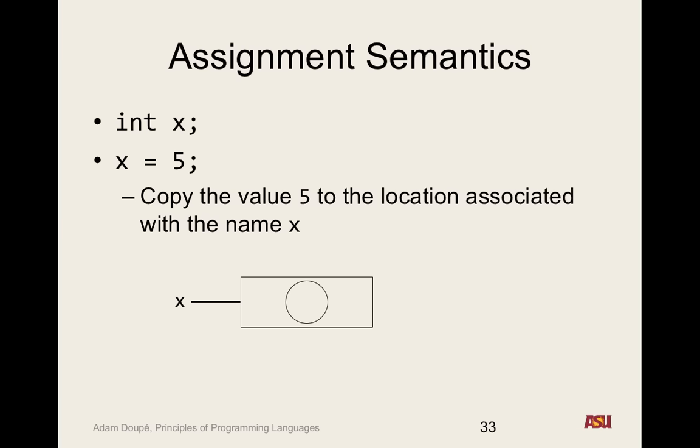Okay, so the way we think about it is that x equals 5 is going to copy the value 5 to the location associated with the name x. We ask, what is the location associated with x? I know it's here, because x is bound to this location. So we copy 5 into there, and now we know that after the statement executes, 5 is the value in the location associated with x. Does that seem pretty clear? Questions on that? It's going to get more complicated.